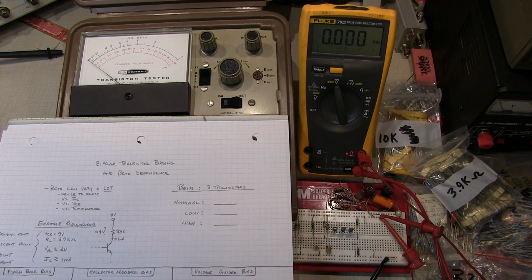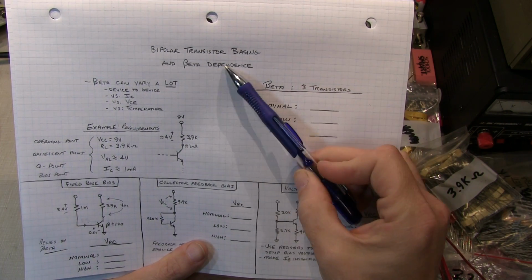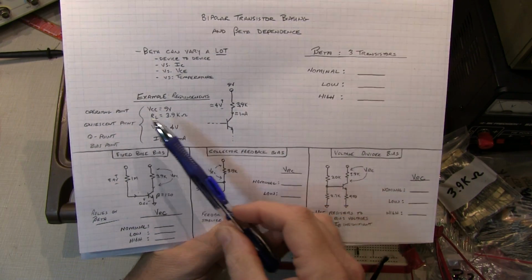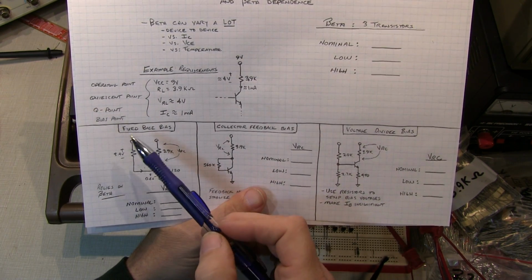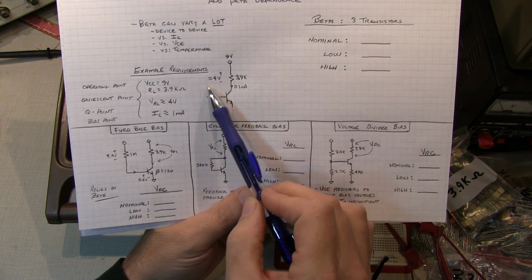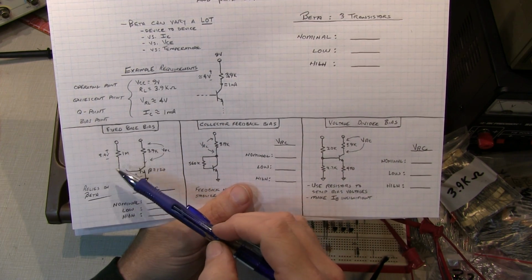In today's video, we're going to talk about bipolar transistor biasing and beta dependence of that bias point. Now, the bias point of a transistor is also known as the operating point or the quiescent point or Q point, or sometimes just called bias point. And it's effectively the voltages and currents associated with the transistor in a circuit before you even apply a signal to it.